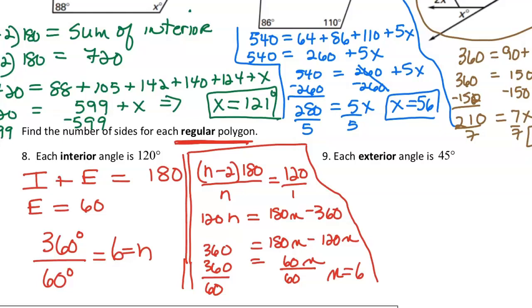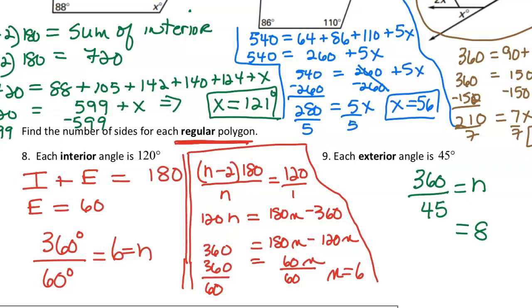Okay, the next problem, they give you the exterior. So you're going to use the exterior. If every exterior angle is 45, and I know I have 360 in the total exterior, divide that by what each angle is, and you're going to get 360 divided by 45, and the number of sides is going to be 8. Okay? So I don't have to do that through the interior because they didn't give it to me, and there's no need to get it and then do the long way.